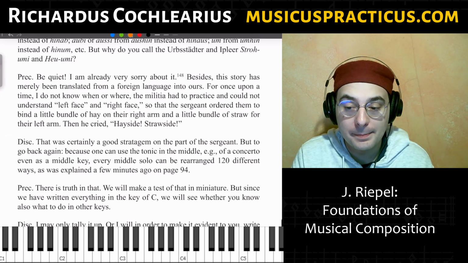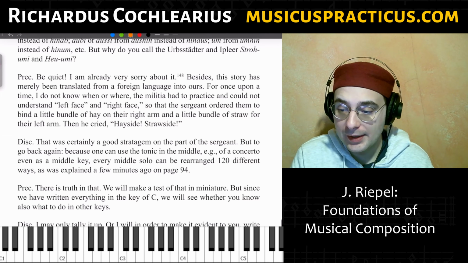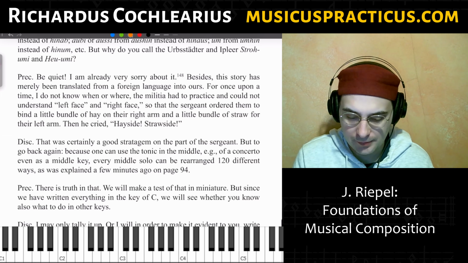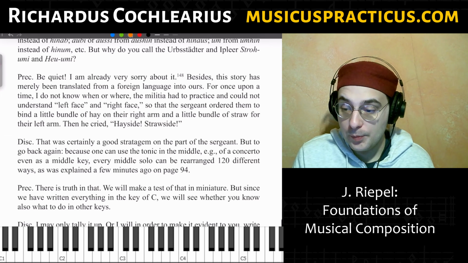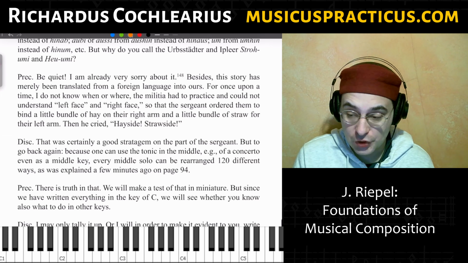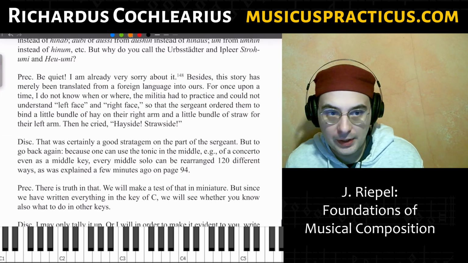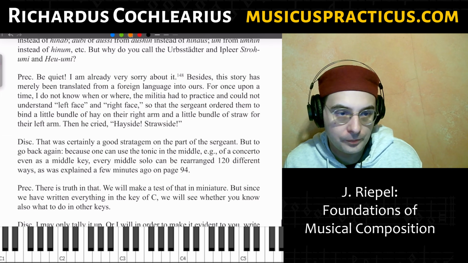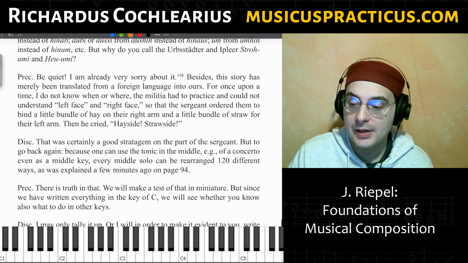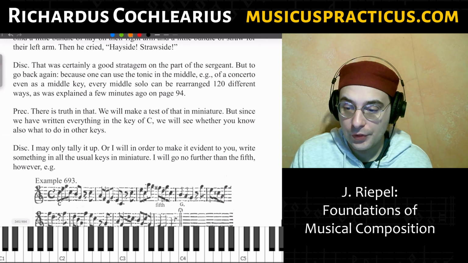But to go back again, because one can use the tonic in the middle of a concerto even as a middle key, every middle solo can be rearranged 120 different ways, as was explained a few minutes ago on page 94. There is truth in that.